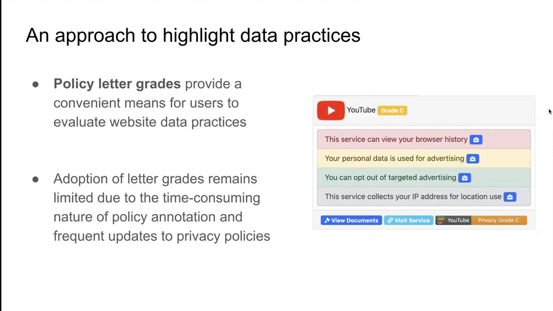Also, when a large number of these mappings have already taken place, the TOSDR platform then goes in and gives the policy a letter grade, by which I mean they grade privacy policies between A and E, where A is most privacy preserving and E is least privacy preserving. Here you can see that YouTube gets grade C. And policy letter grades provide a convenient means for users to evaluate website data practices. They don't really have to spend a lot of time. They don't have to ask questions, as in privacy question answering.